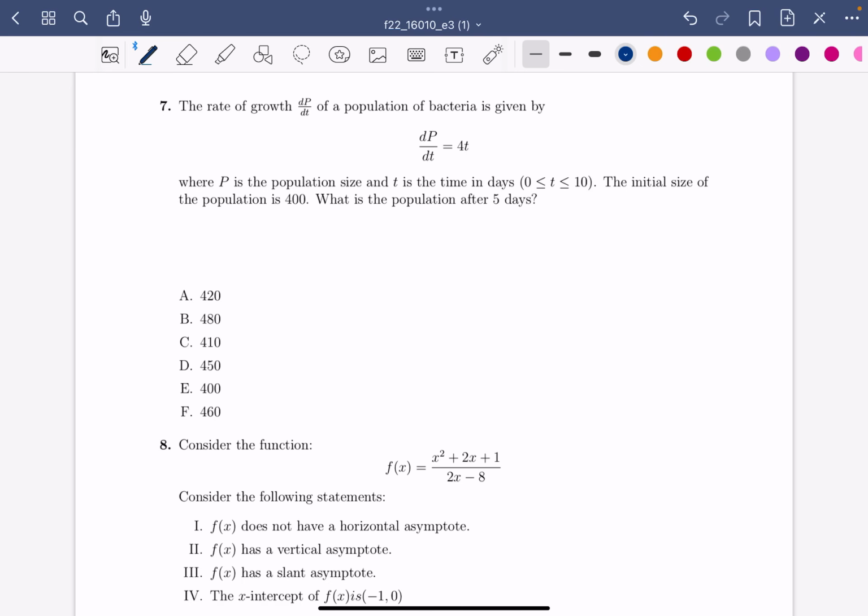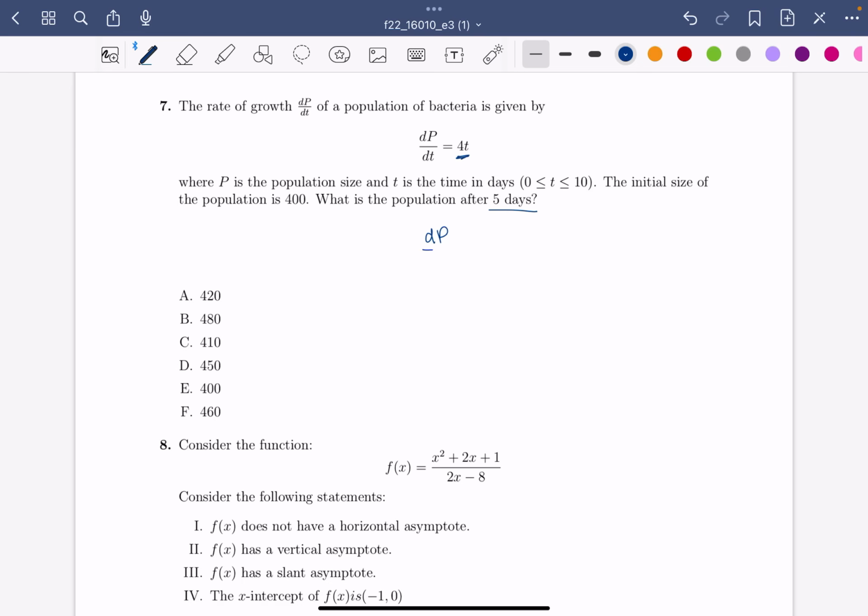Something super important to note is this is the change, right? So a really common mistake might be to plug in 5 days because you might assume that the population changes by 5 every single time. But unfortunately, that's not really the case. This is basically a separable differential equation. Not that that's super important right now, but what they want you to do is integrate to find what the actual population function p is. So we're going to do that.